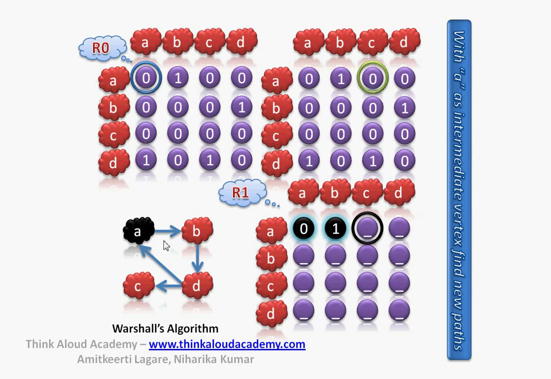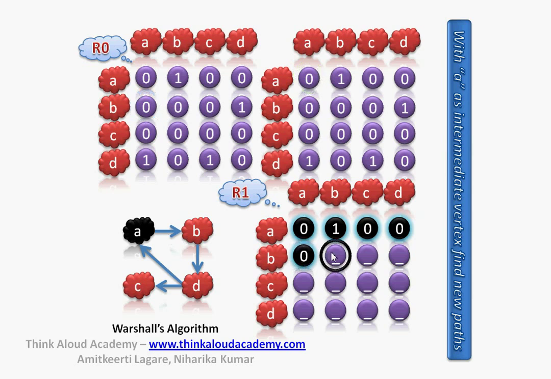Then can I go from A to C via A? For that I have to go from A to A and then A to C. You see that there is no path from A to A, and A to C as well. So I cannot go from A to C, so I write a 0. Can I go from A to D via A? For that I have to first go from A to A, then A to D. Now A to A there is no path, neither is there a path from A to D, so this value becomes a 0.